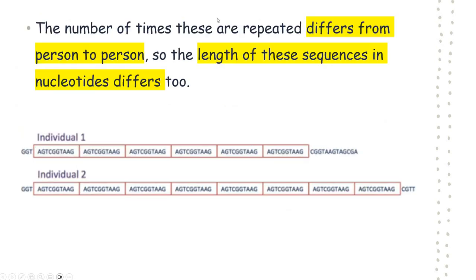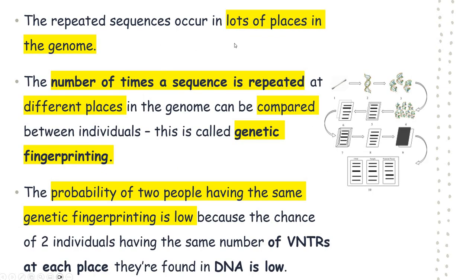The number of times these VNTRs are repeated differs from person to person, so the length of these sequences in nucleotides differs too. The repeated sequences occur in lots of places in the genome, and the number of times a sequence is repeated at different places in the genome can be compared between individuals, and that is called genetic fingerprinting.